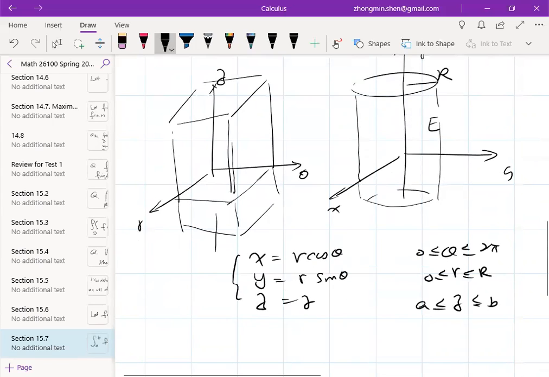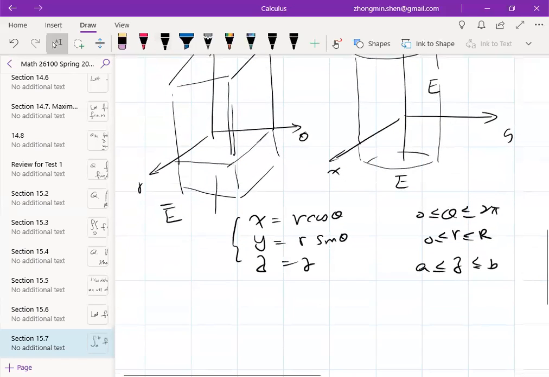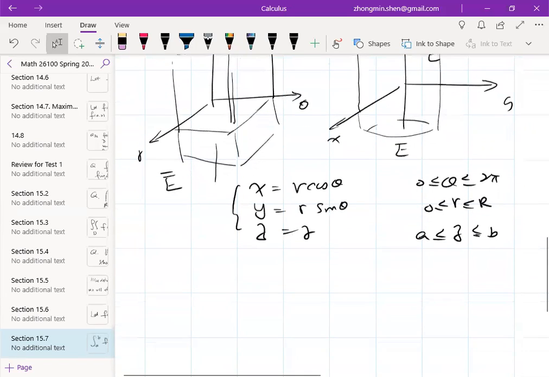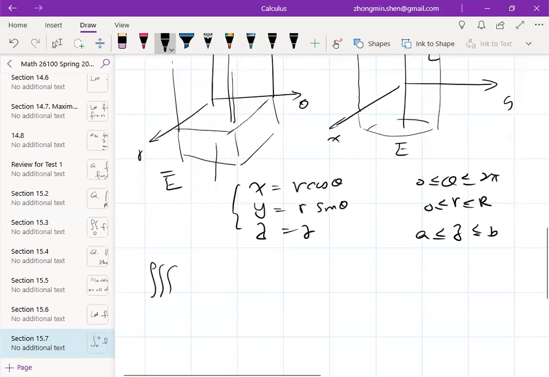So theta, r, z, those are the parameters from a rectangular box. We like this rectangular box, right? And that's E. Then the triple integral over a cylinder becomes a triple integral over the rectangular box. Then that's much easier to handle. Use the iterated integrals.